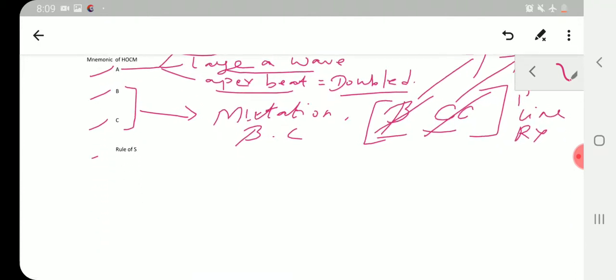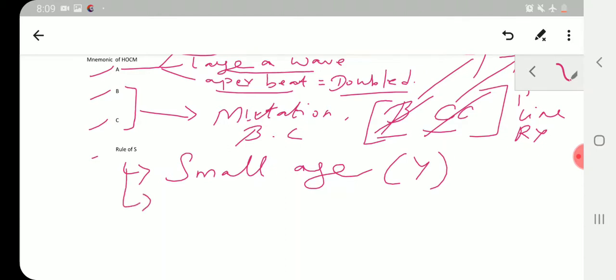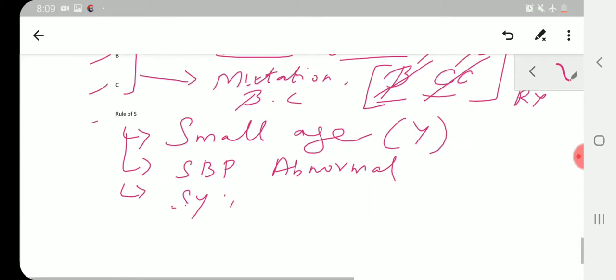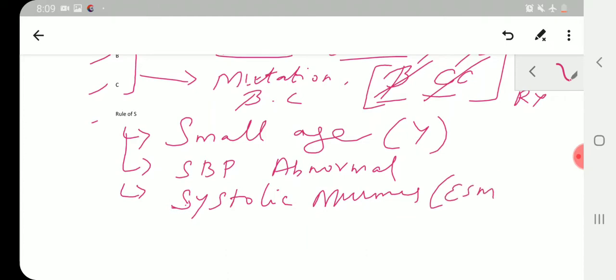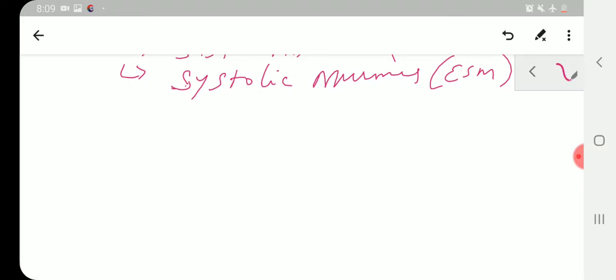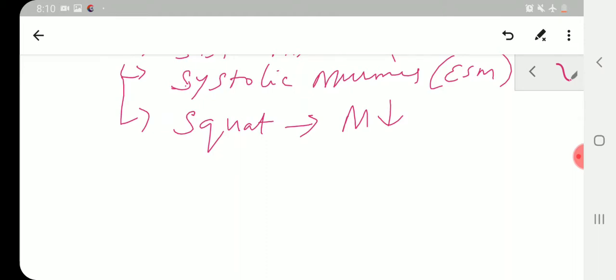Then coming to the rule of S. There are a lot of S that you need to know. Number 1, it occurs in younger patients, so small age. Number 2 is systolic blood pressure is altered, so abnormal systolic blood pressure. The third point is the patient will have systolic murmur, usually an ejection systolic murmur. The next S you must know is squatting. If the patient squats, the murmur will decrease. Squatting reduces the intensity of the murmur.